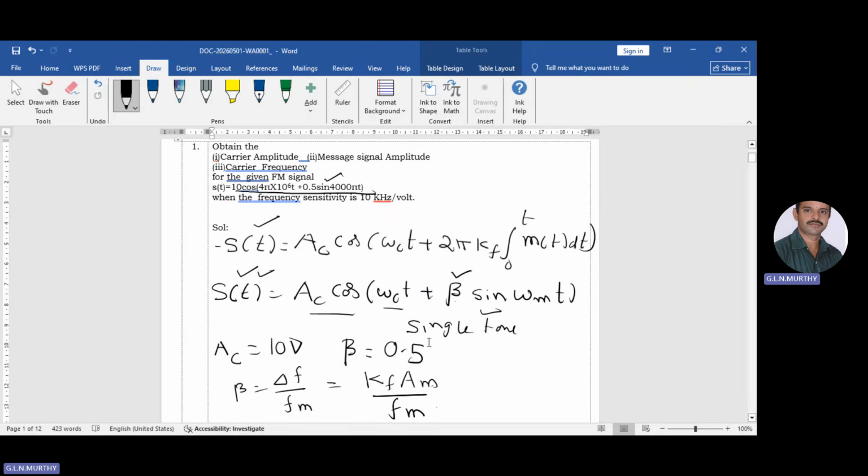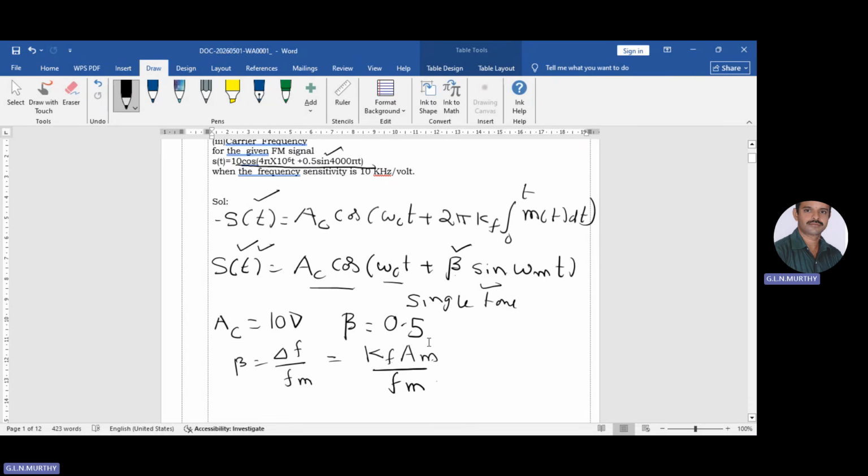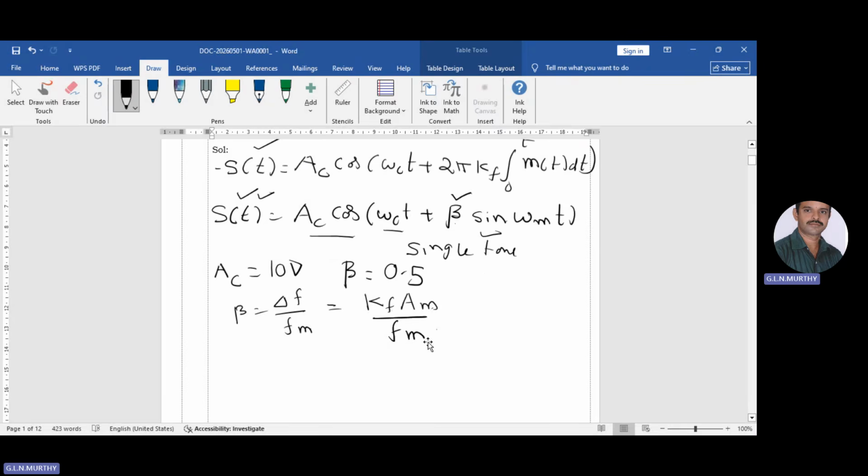After writing this, let us go step by step. First of all, let us find out the message frequency. How to write that? If you compare both the expressions, ω_m equals 2π f_m equals 4000π. It is given. So π cancels, and this is 2. This is 2000. So correspondingly, your message frequency f_m is 2 kilohertz, right?